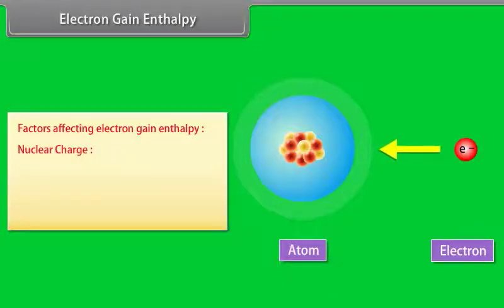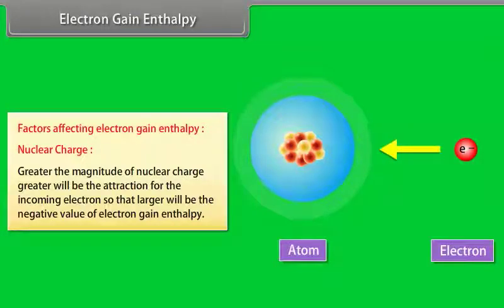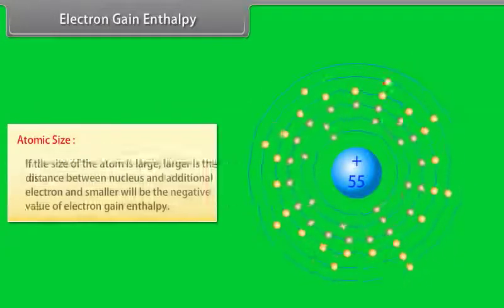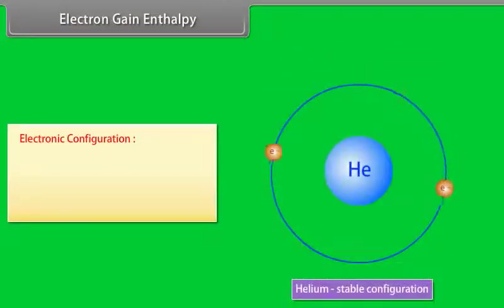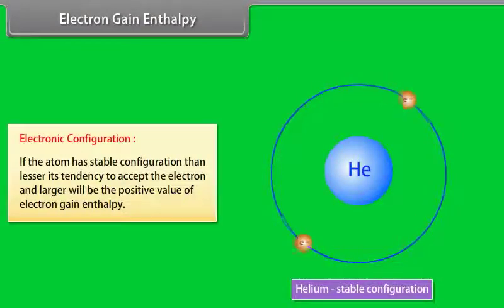Nuclear charge. Greater the magnitude of nuclear charge, greater will be the attraction for the incoming electron, so that larger will be the negative value of electron gain enthalpy. Atomic size. If the size of the atom is large, larger is the distance between nucleus and additional electron, and smaller will be the negative value of electron gain enthalpy. Electronic configuration. If the atom has a stable configuration, then lesser is its tendency to accept the electron, and larger will be the positive value of electron gain enthalpy.